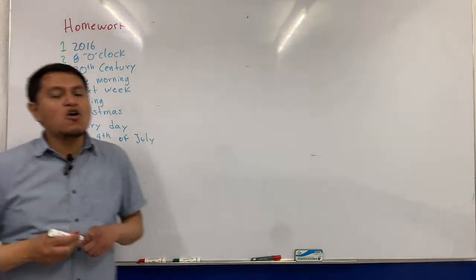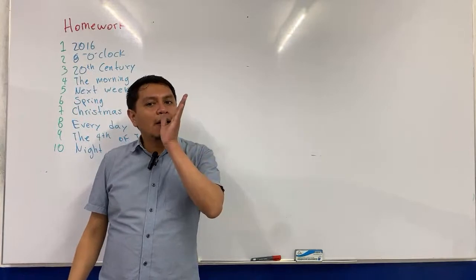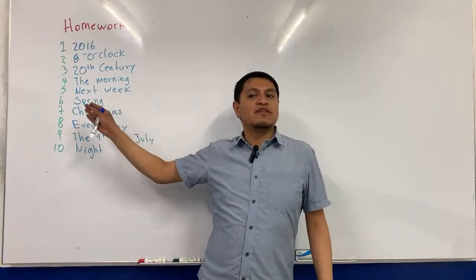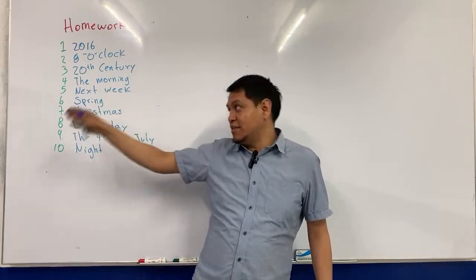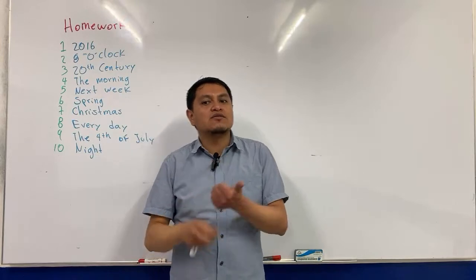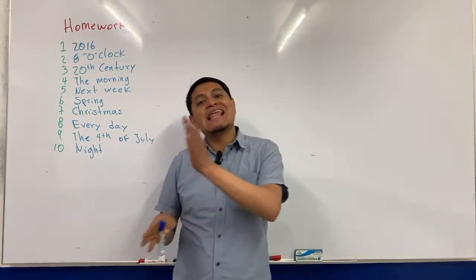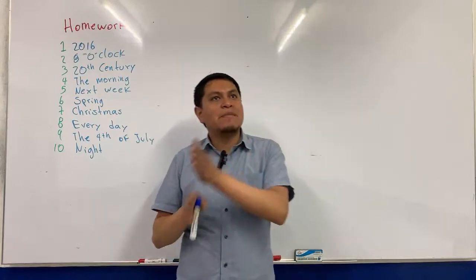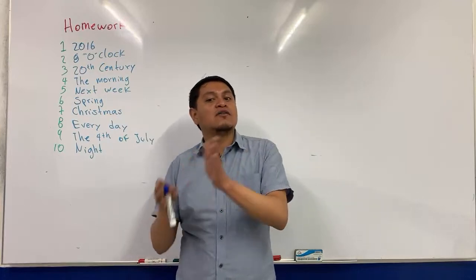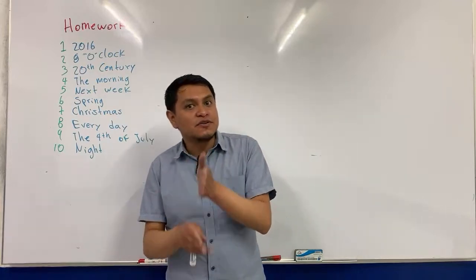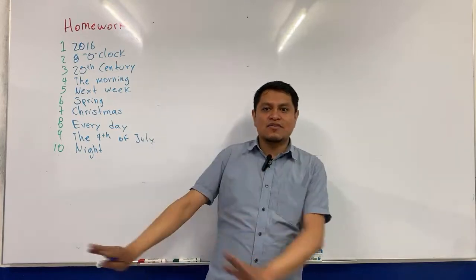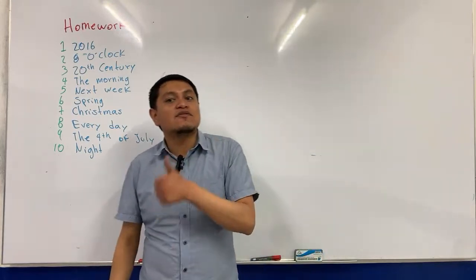Right? The homework is you will write sentences using a preposition of time with these words. For example, I went to the movies with my girlfriend last week. My mom celebrates her birthday on the 8th of October. The semester starts in February, right? And stuff like that. Now, this is for writing.